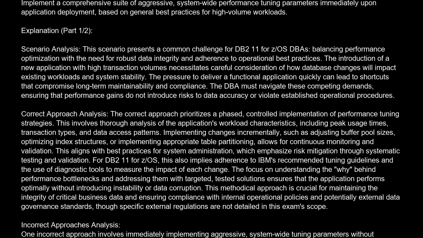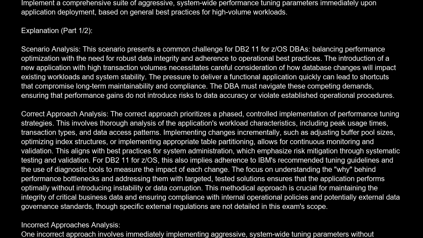The correct answer is D. Implement a comprehensive suite of aggressive, system-wide performance tuning parameters immediately upon application deployment, based on general best practices for high-volume workloads. Explanation. Scenario analysis.